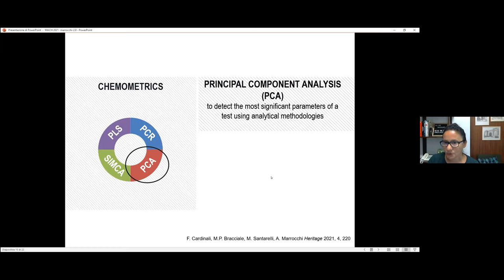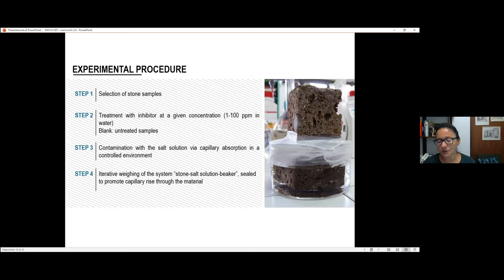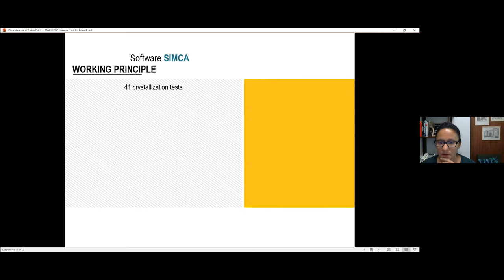And the experimental procedure is exactly the same I mentioned before, so I will just skip this. I will show you the principle and one result. I think I can stay in time. To realize this study, we considered 41 crystallization tests, and in this way we obtained a number of so-called objects, 140, each one associated with a single stone sample.